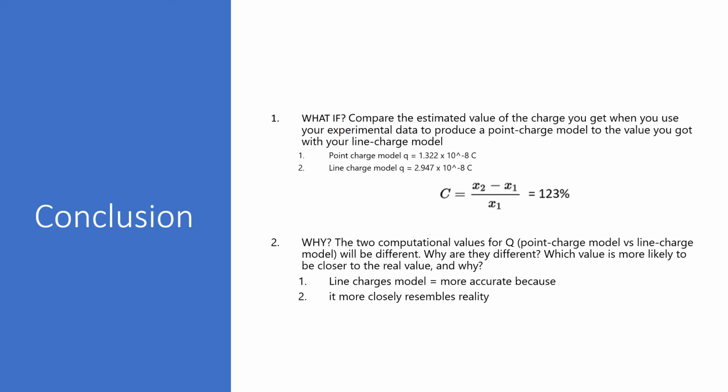To conclude, if we were to compare the charge value obtained by Lab 1 by modeling the tapes as single point charges and the value obtained by the more accurate model using line charges, the charge obtained from the line charge model is around 123% larger. Then, to explain this difference between the charges obtained from the line charge model and the point charge model, the line charge model is more accurate because on the actual tape the charges are distributed.